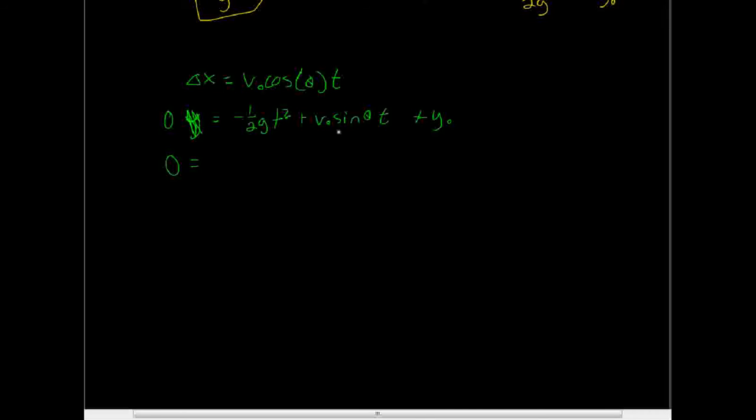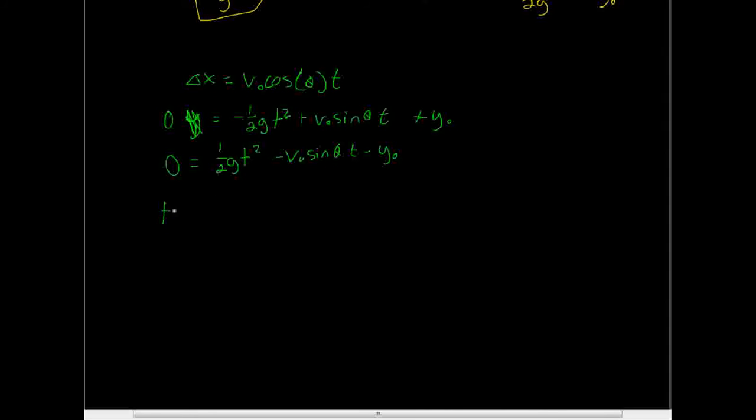So all I'm going to do is multiply all three terms by -1. So I get 0 equals 1/2 gt squared minus v naught sine theta t minus y naught. And again, I'm going to be solving for t, so I can plug it into our delta x and therefore get a value for the horizontal range. So let's do that now.